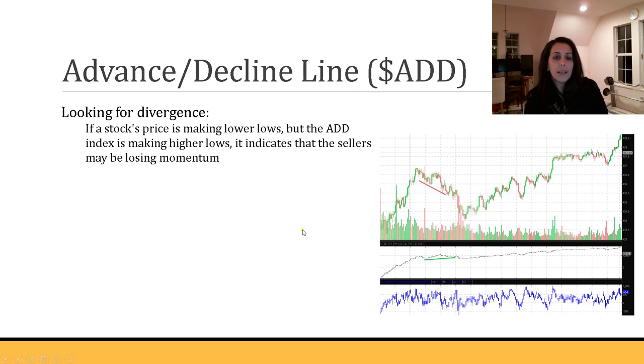So this was a few days ago of SPY again. In the top part I have the price action of SPY. The one below is my ADD and the one in the bottom is my tick. Usually you want to look at ADD and look for divergence with the underlying index, the major index. For example, if the price is making lower lows, which is what we're seeing here on the SPY, but the ADD is making higher lows, that could be an indication that the sellers are losing momentum.